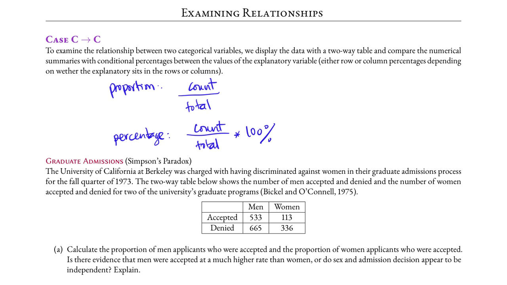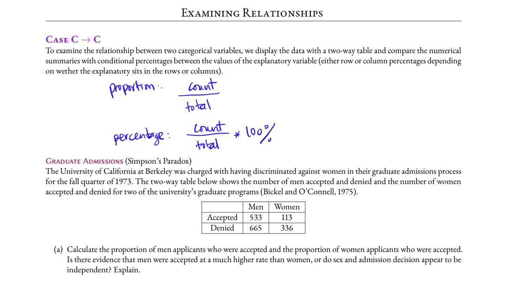In examining the relationship between two categorical variables, we will use the two-way table. There's a good chance that we are given the two-way table with the counts. The way that we read the table is that there are 533 men who were accepted. There were 113 women who were accepted. There were 665 men who were denied, and there were 336 women who were denied.